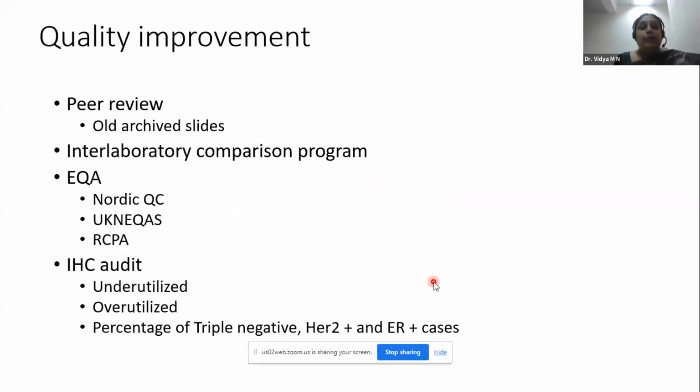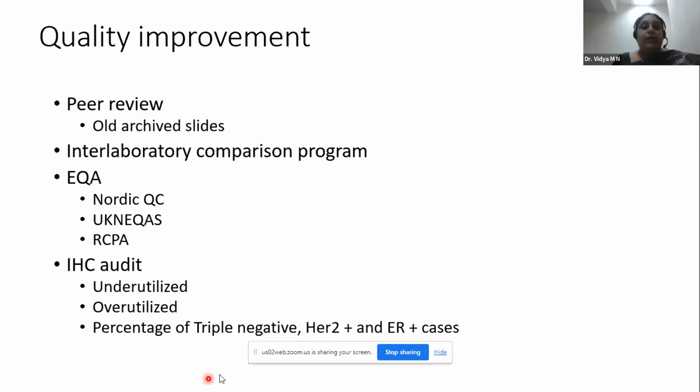Few quality improvement processes: peer review of your old archived IHC slides is very important. You need to enroll into interlab comparison programs or EQA. EQA is going to be expensive. These can be national or international. Earlier, we used to have international programs. Now we have quite a few national programs that are available for IHCs as well. So these EQA programs generally have breast modules and general modules. So you can enroll depending on what antibodies you're running in your lab.